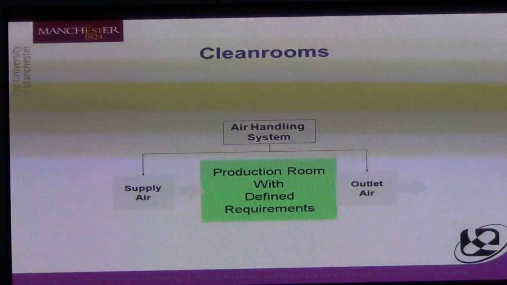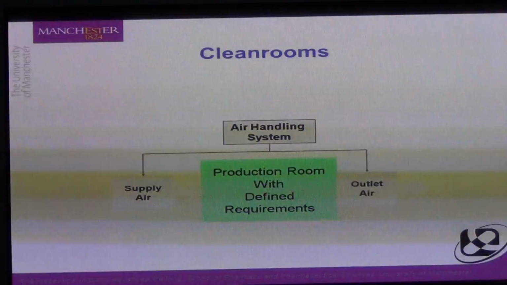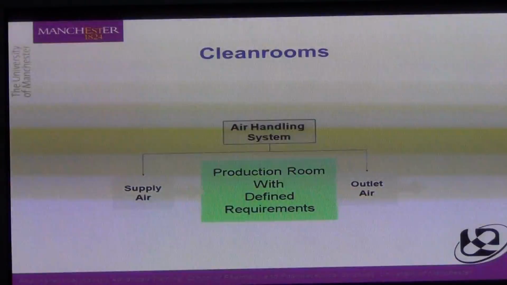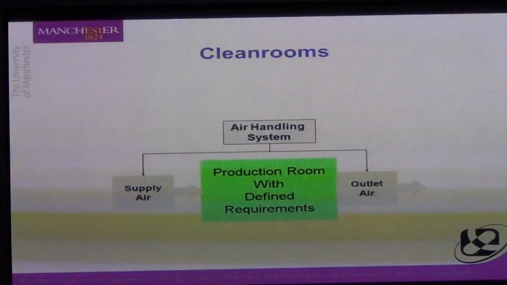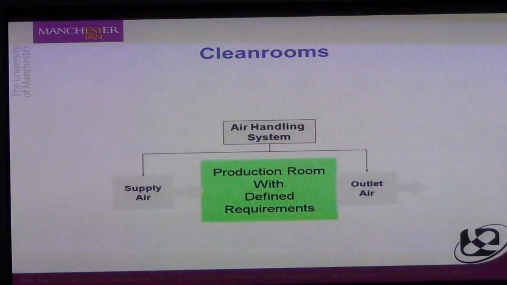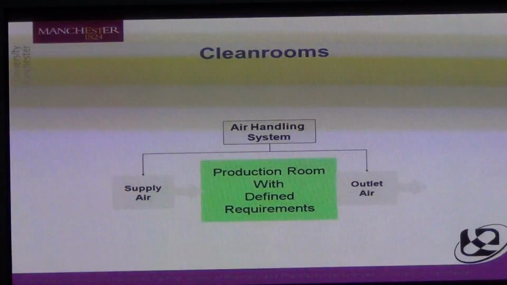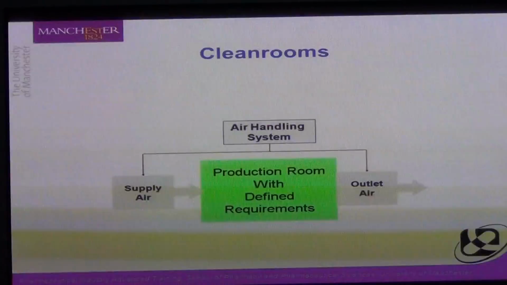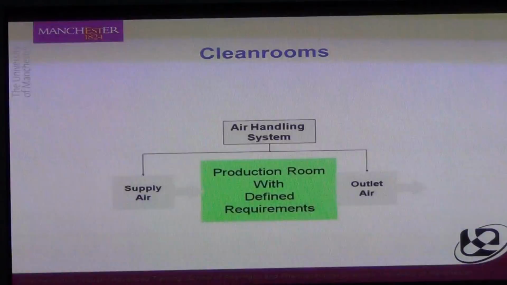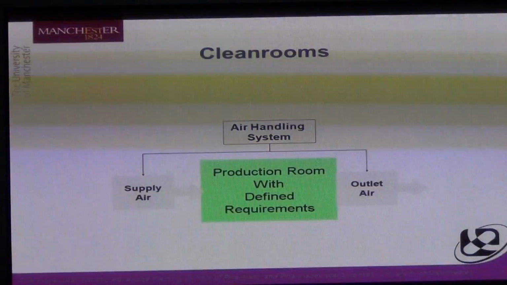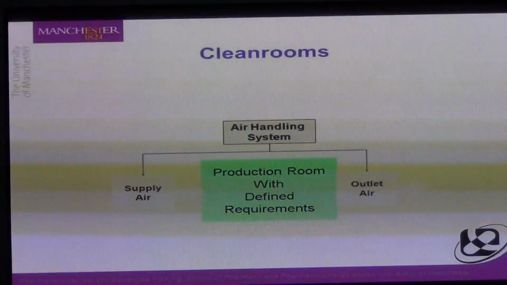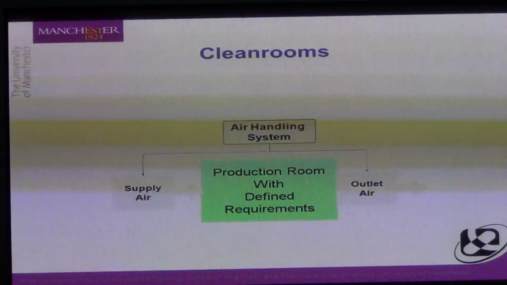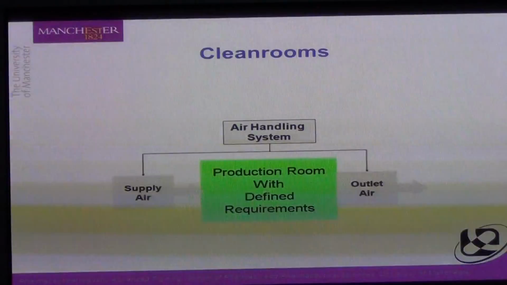So they have an HVAC system, that's heating, ventilation and air conditioning. The air conditioning element of that forms the air handling system. And basically air is supplied in through a HEPA filter, a high efficiency particulate air filter. It takes out most of the contamination, provides clean air into the room, and then the air is extracted.